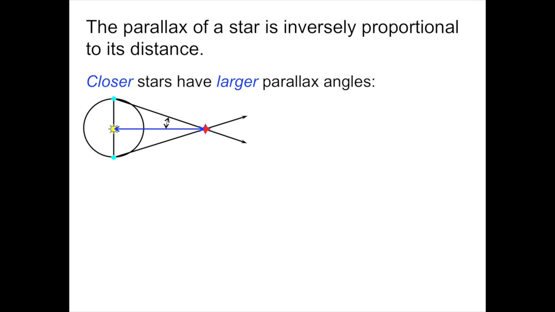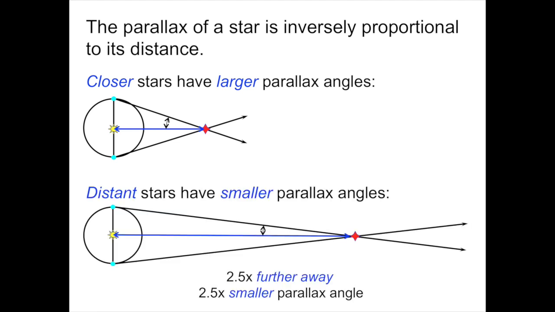Very, very close stars make small triangles with big parallax angles, and therefore their parallaxes are easy to see. A more distant star has a smaller parallax angle. But the important thing is, if the object is 2.5 times further away, for example, its parallax angle will be exactly 2.5 times smaller. The parallax of a star is inversely proportional to its distance by the first power. Star is 10 times further away, it's a 10 times smaller parallax.